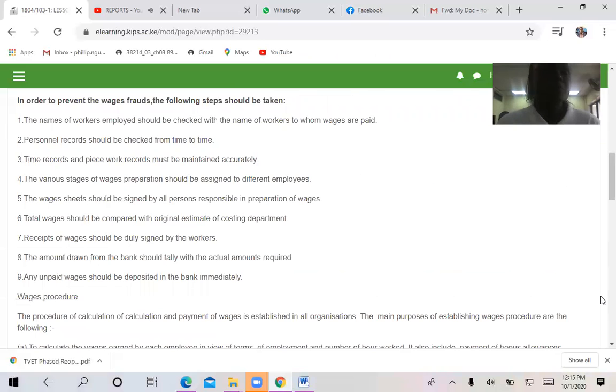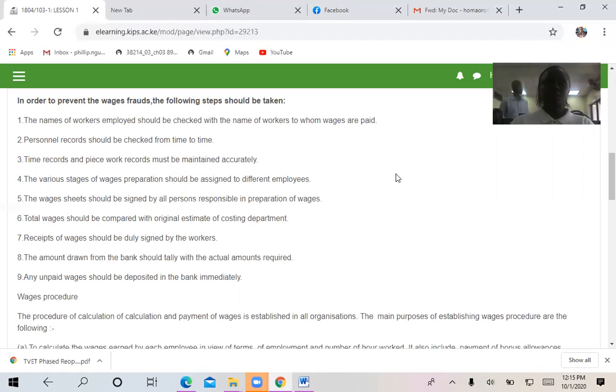The names of workers employed should be checked with the names of workers to whom wages are paid. Personnel records should be checked from time to time. Also, time records and piecework records must be maintained correctly and accurately.